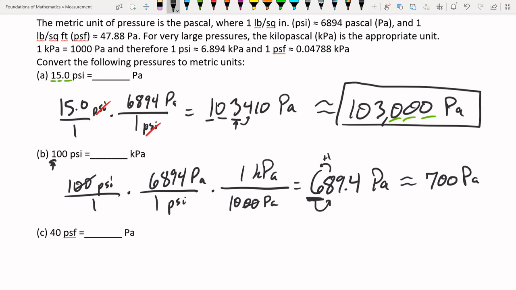The error measurement's very low. All I would have to do is add in a decimal point here, and that would mean 3 significant figures, but since there's not, we won't worry about it. Okay, 40 PSF.